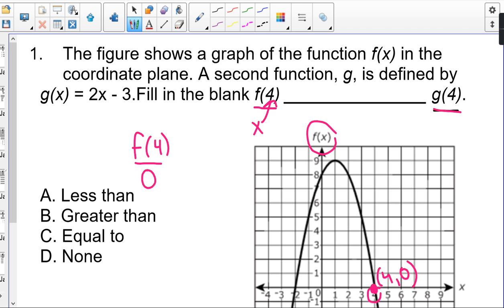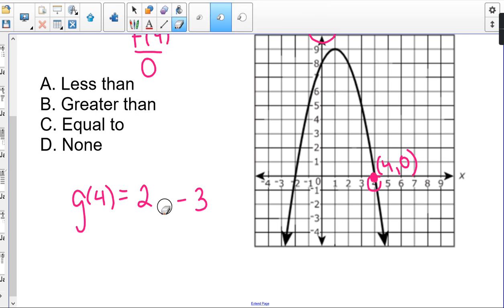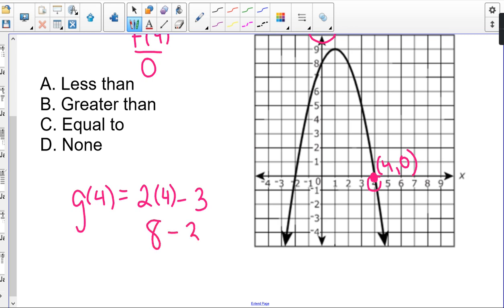Well, for g of 4, I'm going to use the equation g of x. How do I use that equation to find g of 4? Well, g of 4 means an input of 4 into the equation. The equation is 2x minus 3. So I'm going to replace the x with 4 because I want to figure out g of 4, an input of 4. And now I'm going to solve that equation. So 2 times 4 is 8, and then I have 8 minus 3, and I get 5. So g of 4 is equal to 5.